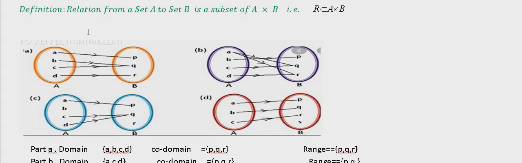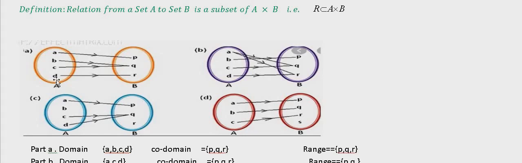Now he has taken one of the relations like this: (a, p), (b, q), (c, q), (d, r). Let this be any relation. Now there are 3 terms related to this relation. One is called domain, the other is called codomain, and the third is called range. Domain means all the elements taking part from the first set, that is a, b, c, d. These elements are called the domain.